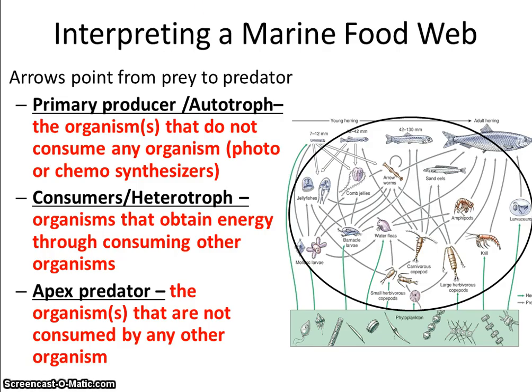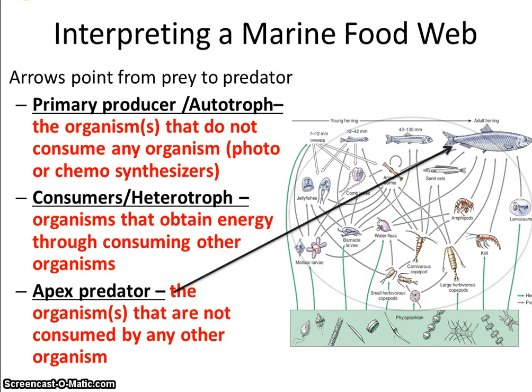And next, you have apex predators. Apex predators are organisms that eat in a food web but are not themselves eaten. Organisms that consume but are not themselves consumed.